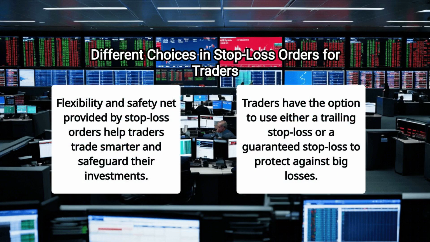Traders have many choices in stop-loss orders to match different market conditions. They can use a trailing stop-loss, which moves with the market. Or they can pick a guaranteed stop-loss that sells at exactly the chosen stop price. This flexibility and safety net helps trade smarter and protects against big losses.